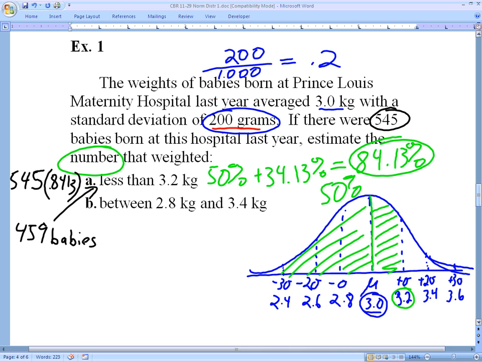And that would be using a normal distribution curve without technology to help find probabilities and percentages and values. Now let's take a look at part B. It says between 2.8 kilograms and 3.4 kilograms.